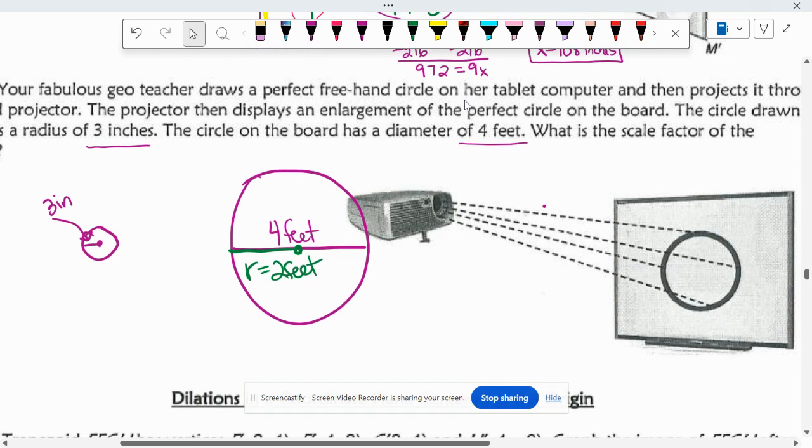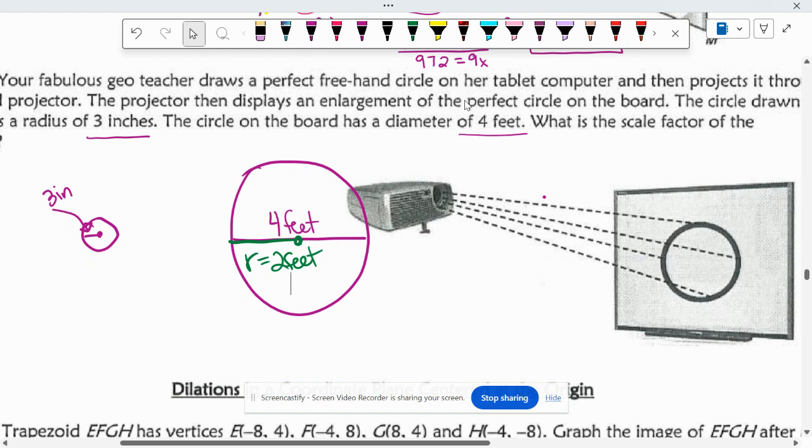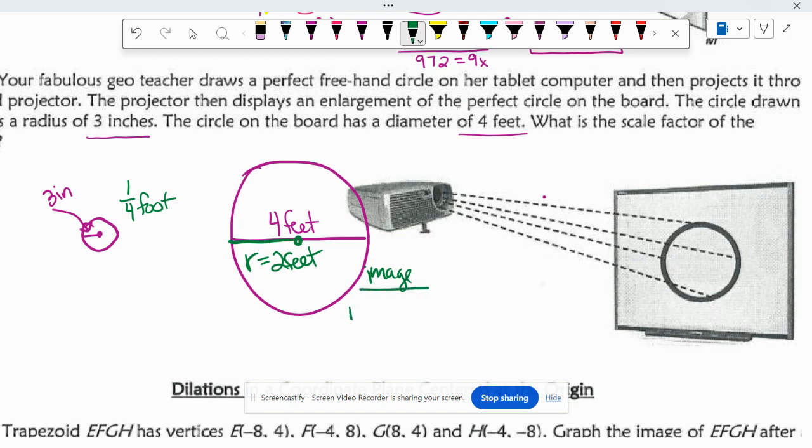Okay, so how many inches are in a foot? 12. 3 over 12 is the same thing as, so this is 1/4 of a foot. So I'm taking the image, which is the new shape, over the pre-image, which means I have 2 divided by 1/4.